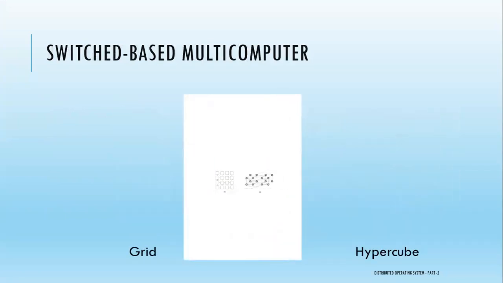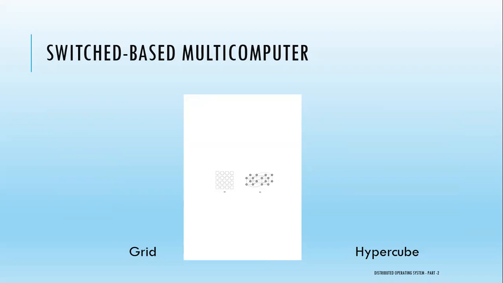As for switch-based multi-computers, this category consists of switched multi-computers. Various interconnection networks have been proposed and built, but all have the property that each CPU has direct and exclusive access to its own private memory. This diagram shows two popular topologies, a grid and a hypercube.